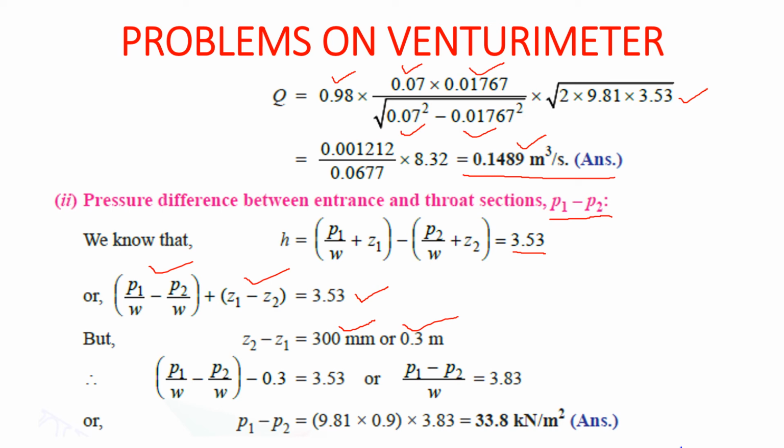So what will be the W value? W will be 9.81 kilonewton per meter cube. That is the specific weight of water, right? And we have to convert that into oil. So W will be equal to 9.81 kilonewton per meter cube into specific gravity of oil, that is 0.9. So P1 minus P2 will be equal to 9.81 into 0.9 into 3.83.